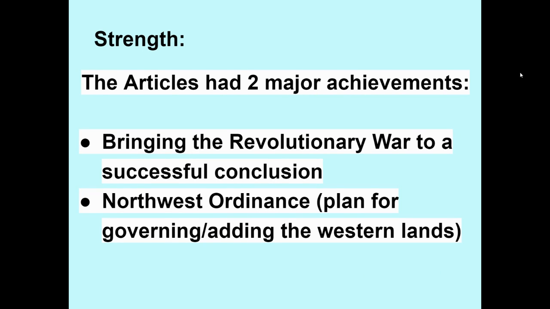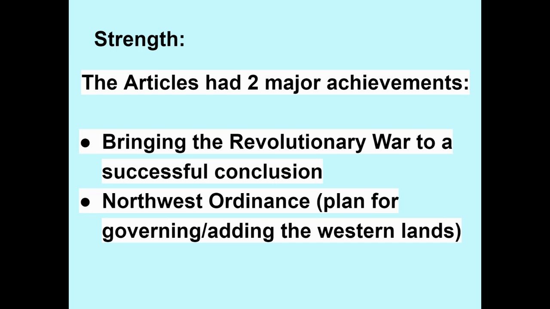So, we can't talk about weaknesses and ignore the strengths. The fact is, the Articles of Confederation did have 2 major achievements. For one, it did help bring the American Revolution to a successful conclusion, meaning that this government that functioned under the Articles did in fact function well for the time being, or the period of time we needed it to.